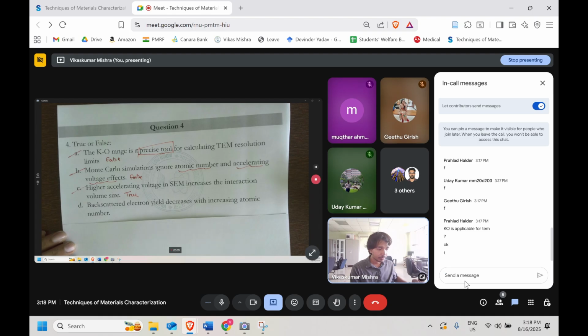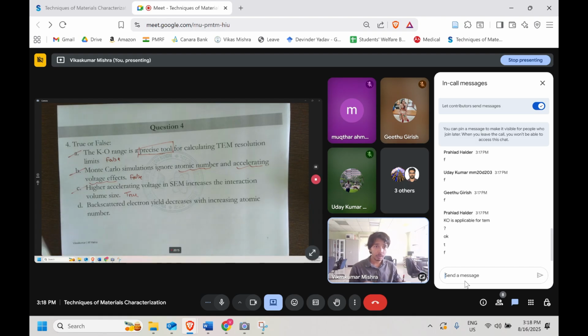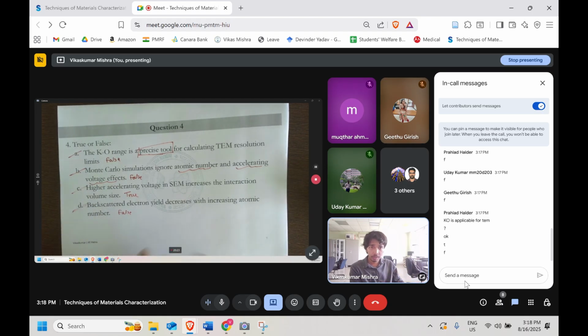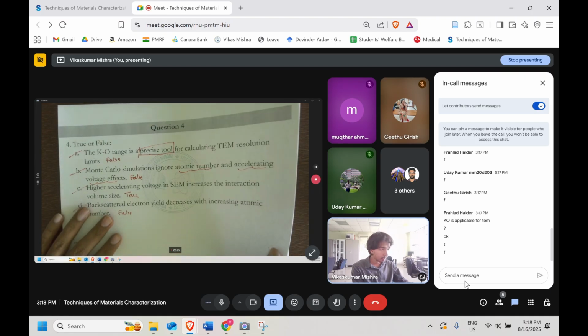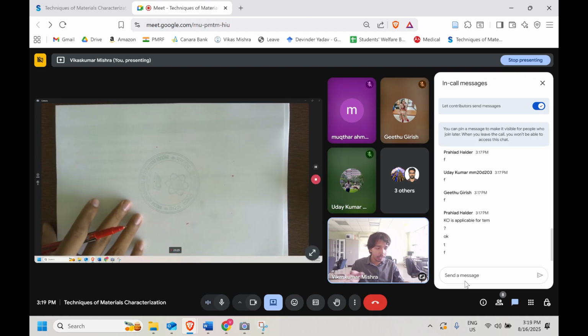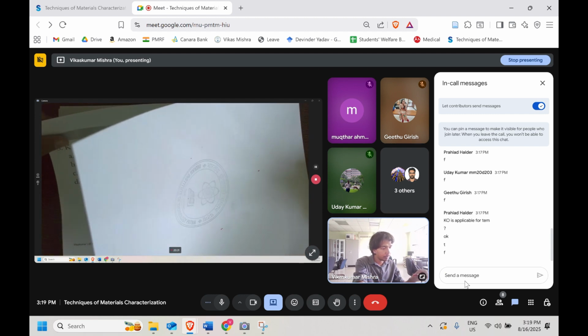The last one. The backscattered electron yield decreases with increasing atomic number. False, right? I should have put this question in the SEM section. Anyway, since we are able to answer it, that's fine. If any doubt, guys, let me know. If not, let's move to the next question, question number 5.